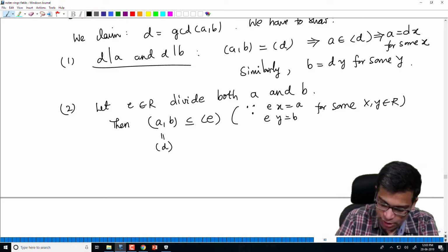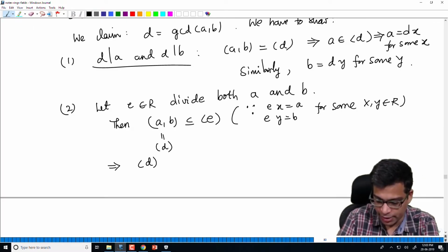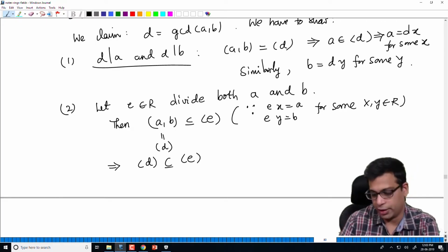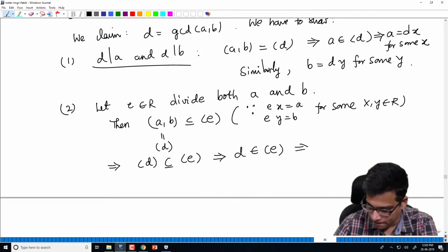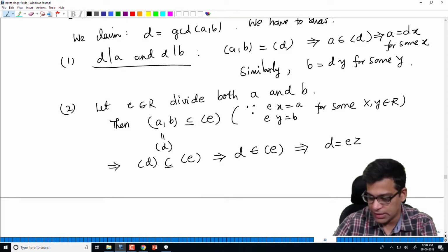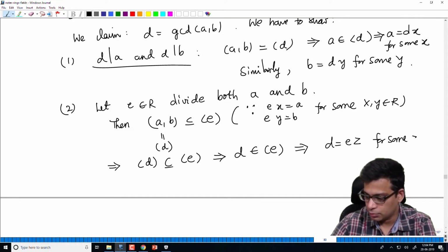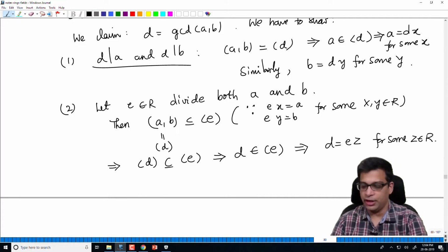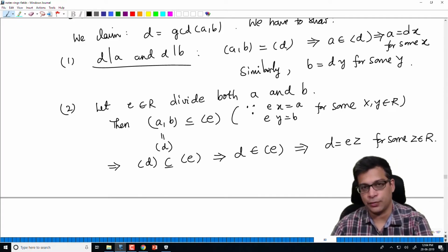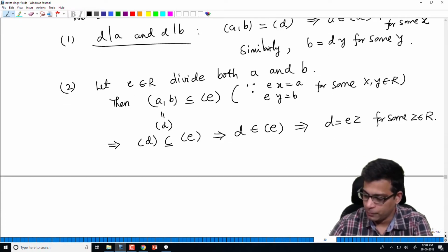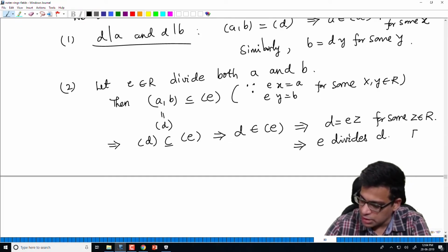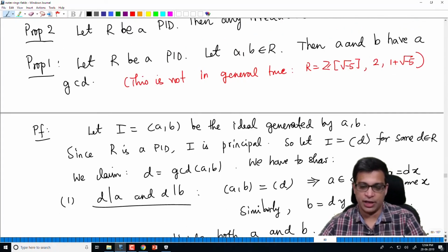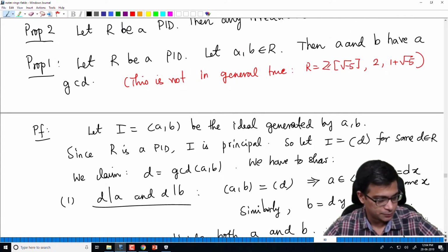But this is actually the ideal generated by D. So that means the ideal generated by D is contained in the ideal generated by E. That means the element D is in the ideal generated by E. That means D is equal to Ez for some z. Right? D is an element of the ideal generated by E means D is of the form E times some other ring element. That means E divides D. So this completes the proof of the proposition which said that any two elements have a GCD.